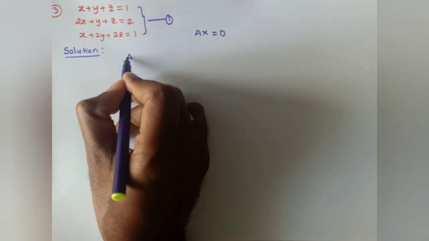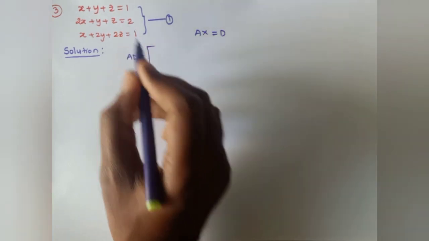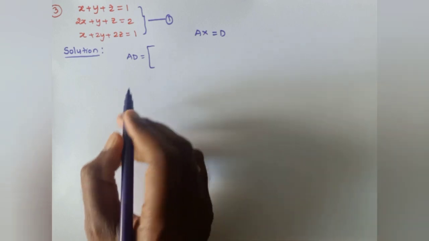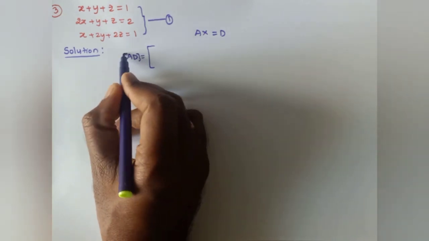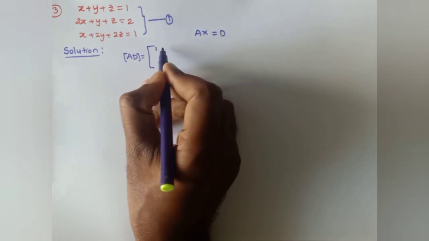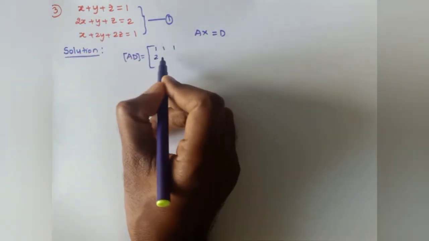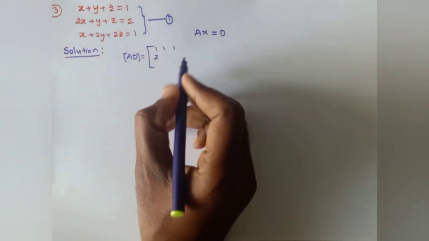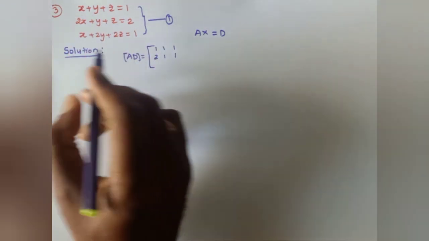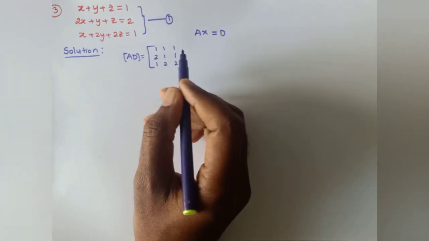And so consider the augmented matrix. We need to work out the solution for this system with AD only. So the augmented matrix is: write the coefficients of A, that is 1, 1, 1. The next row coefficients are 2, 1 and 1. And so it is 1, 2, 1.